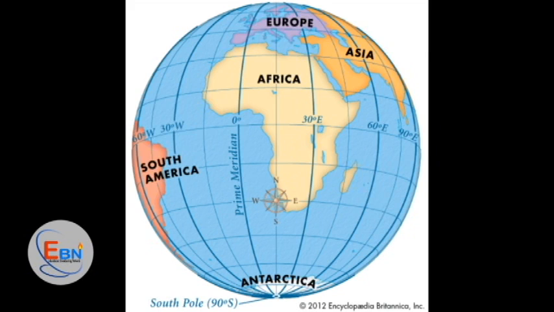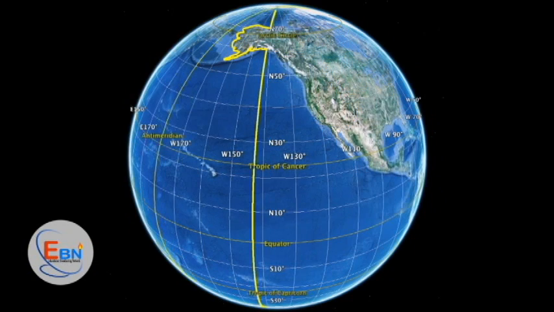The lines of longitude are the vertical lines on the grid. They are also numbered in degrees. The Greenwich Meridian, also called the prime meridian, is the starting point for the lines of longitude. The lines of longitude are numbered from the Greenwich Meridian to 180 degrees.